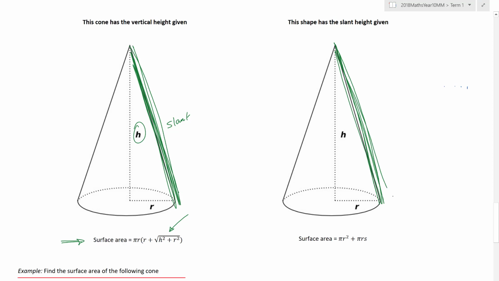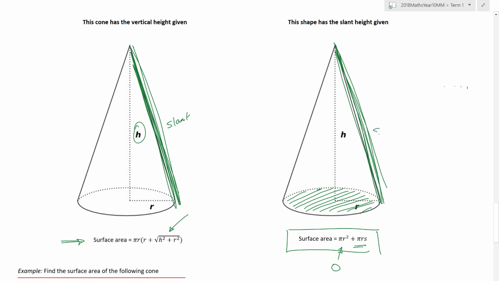If they give me this on the question, I would always want to use this formula here, which tells me pi r squared, which is the area of the bottom. That's a circle. So there we go. Look, my cone always has a circle on the bottom, plus pi times r times my slant height.